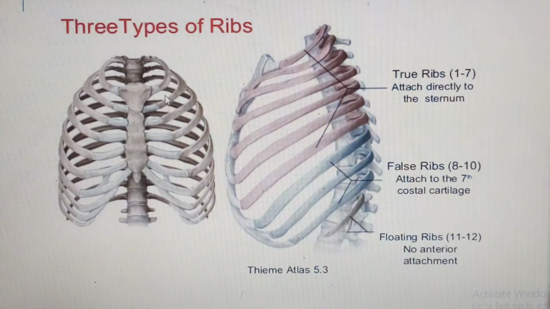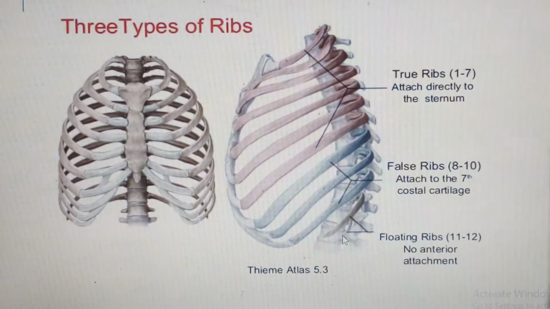Through their costal cartilages. As a result, we call these true ribs. We call them vertebro-costal, or usually vertebro-sternal ribs. And then from rib number 8 all the way to rib number 12, we call them false ribs.